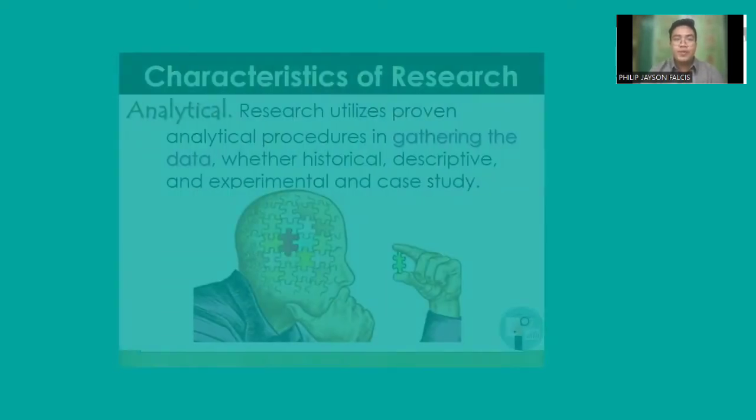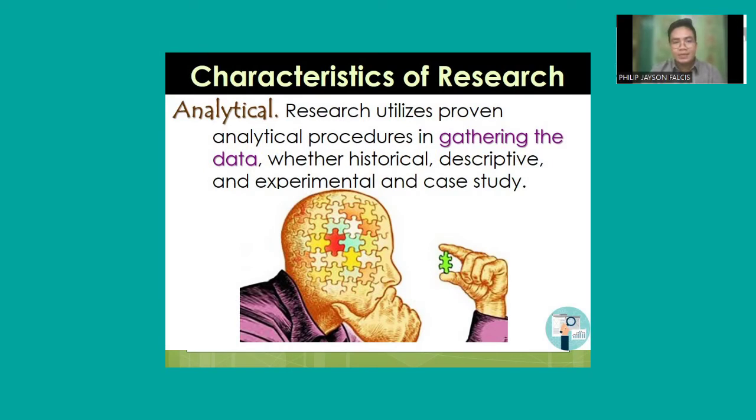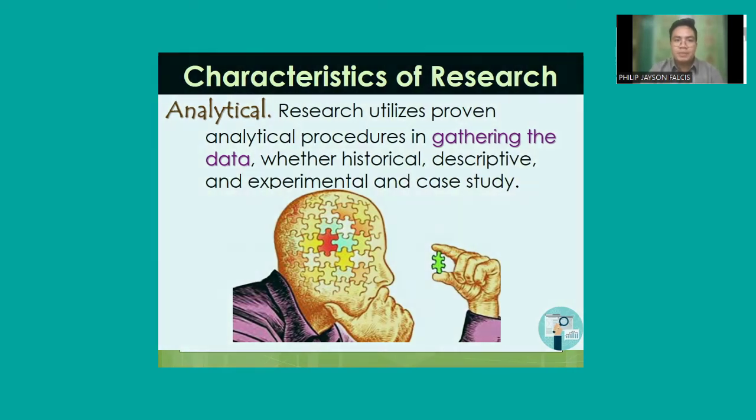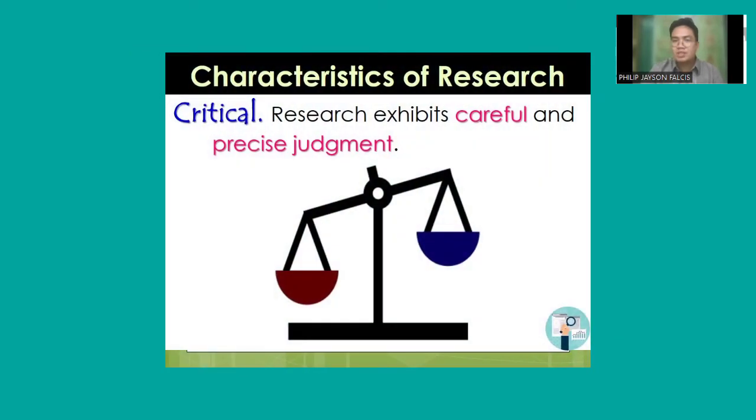Then we have research should be analytical. When we say analytical, research utilizes proven analytical procedures in gathering the data, whether historical, descriptive, experimental, or case study. It should be analytical. It should utilize proven procedures in gathering the data. Then it should be critical. Research exhibits careful and precise judgment. It should be balanced at the same time.